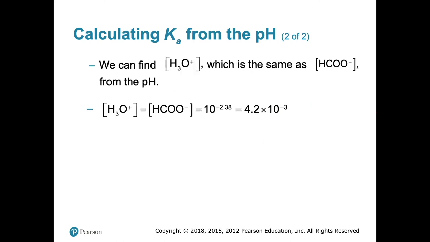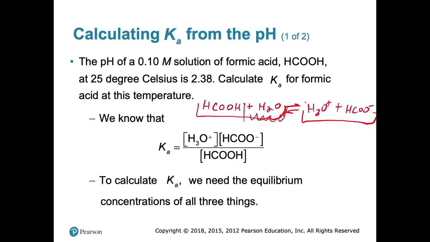So here we go. We can find the H3O concentration, because it's the same as the HCOO minus concentration, from the pH. So the H3O concentration is going to equal the HCOO minus concentration, right? And you were given in the problem itself that the pH was 2.38, and so you know that pH equals the negative log of the hydronium ion concentration.